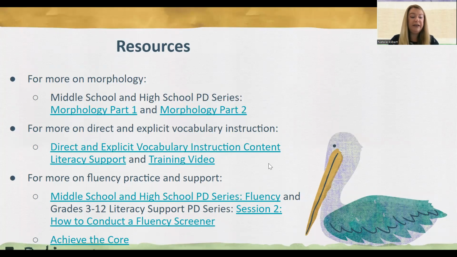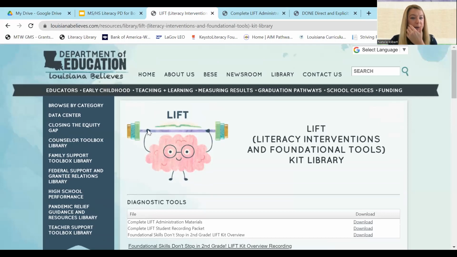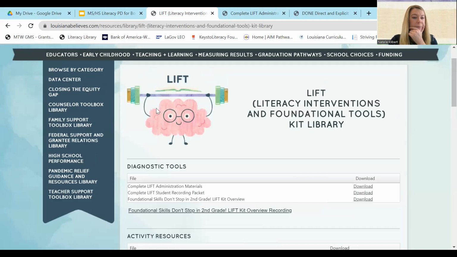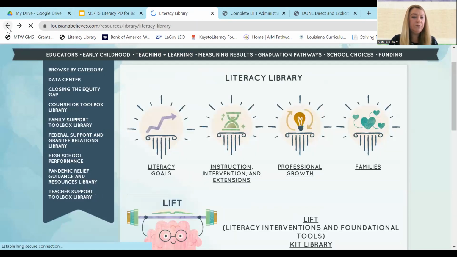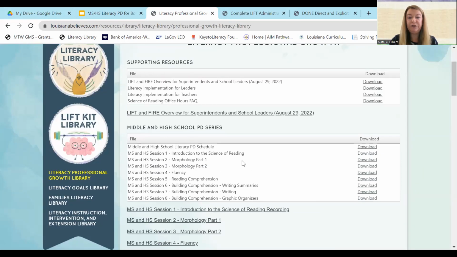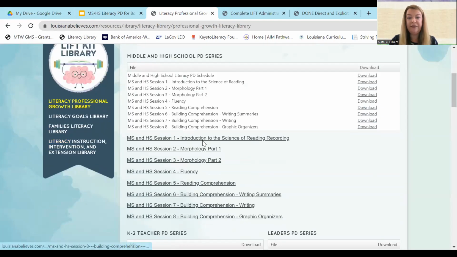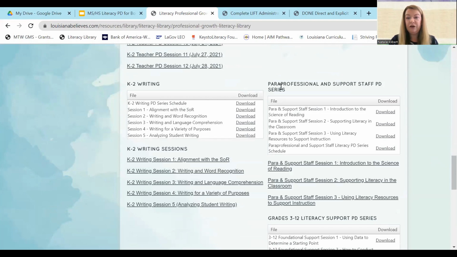One thing I don't have in here, and I'm just going to jump back out real quick so you can see in our literacy library. Let me go back. I'm in LIFT right now. I showed you the second pillar is instruction, intervention, and extensions. This third pillar, professional growth, is where I have my middle and high school PD series. These are all the slide decks, and these are all the links to see the webinars like we're doing today, okay?